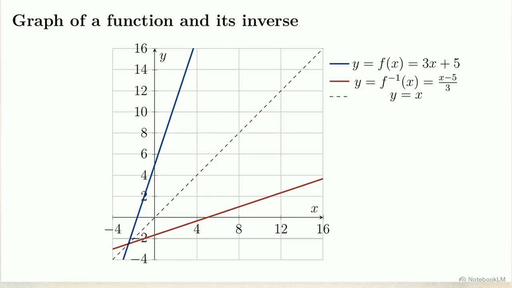This chart maps out both of those rules. The blue line is our original function, and the red line is our inverse. Because they perfectly undo each other, they create a mirrored reflection across the diagonal dashed line.